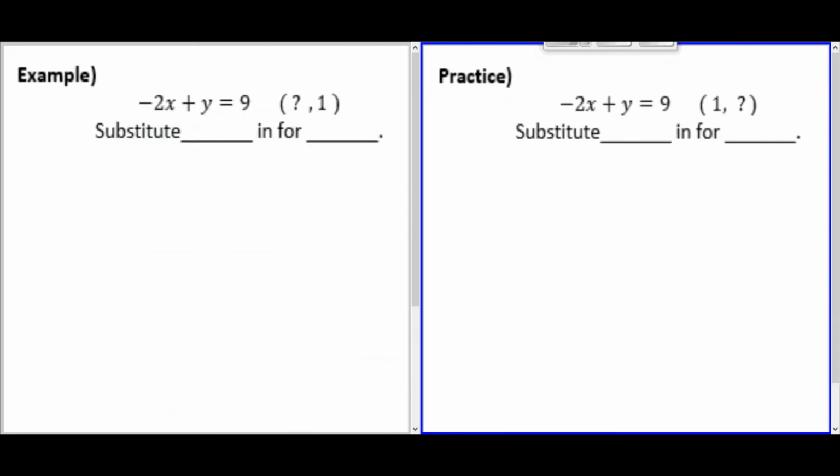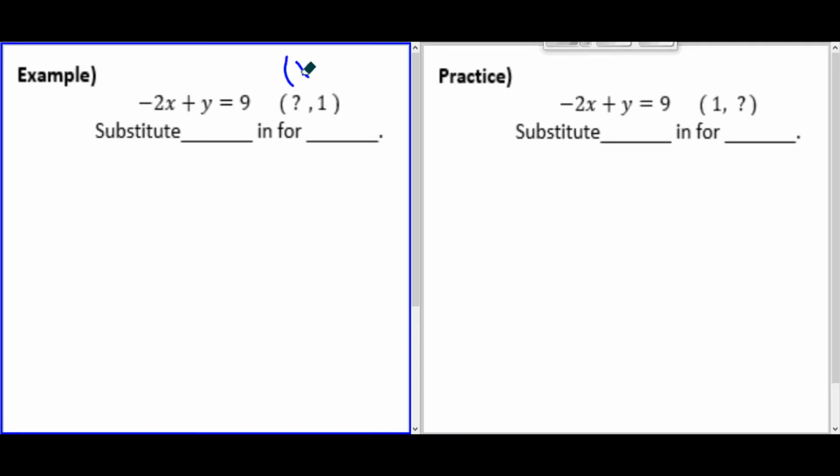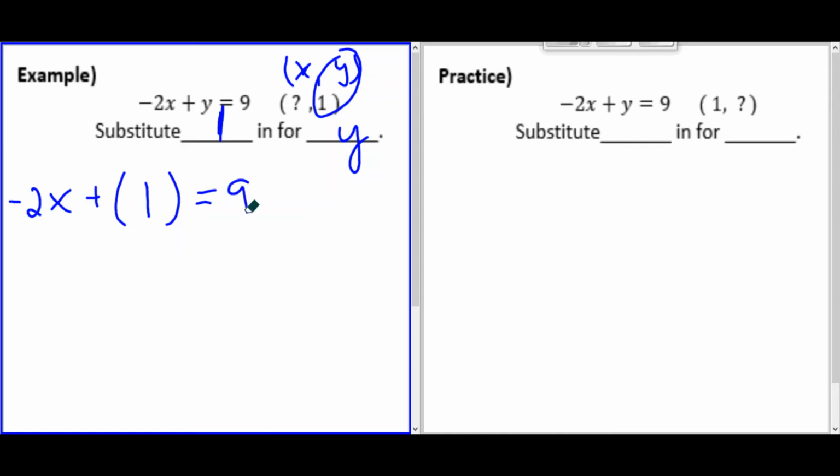Another example, negative 2x plus y equals 9. So again, this is your ordered pair x comma y. They didn't give you x, but they gave you y. So we're going to substitute 1 in for y. So this is going to be negative 2x plus parentheses 1. I'm putting parentheses around my 1 because I'm substituting 1 in for y, and that equals 9.